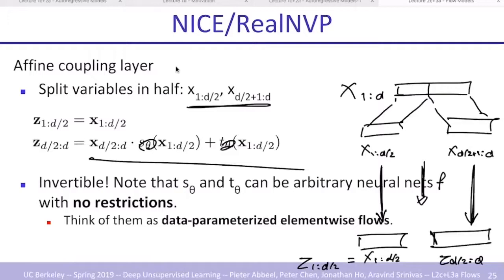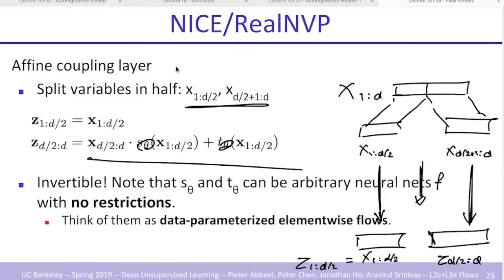So the first part is going to be the same as the first part. We're not going to change the first half. The second half, we're going to apply some function that depends on the first half. That's it. They're very magical, right? Very magical. But let's do some mathematical analysis and see what we get for the determinant.